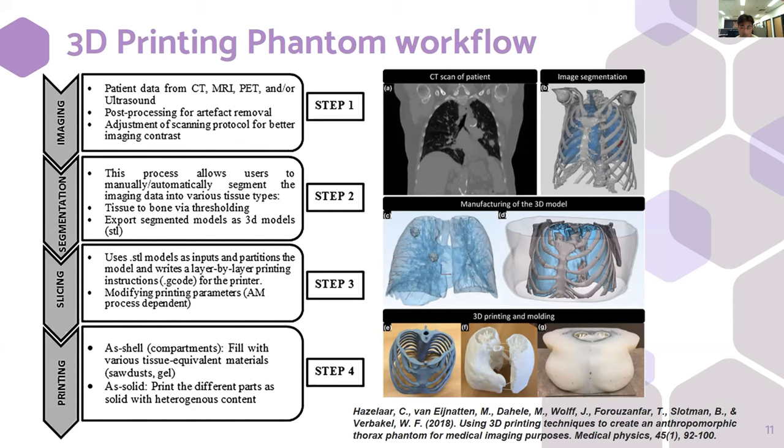Here we have the slicing process that translates your generated 3D models to G-code. And G-code is a universal language for these 3D printers consisting of your X, Y, and Z movements. This is also where you can implement your 3D printing parameters such as print speed, temperature, infill pattern, and percentage. Lastly, we have the printing process. For material extrusion 3D printing, phantoms can be printed as shells, which are filled with tissue substitute materials, or printed as solids, which are printed with different 3D printing materials or infilling patterns or percentage.